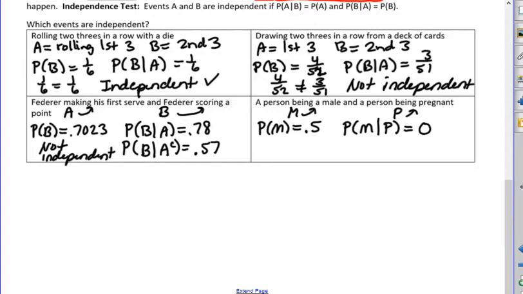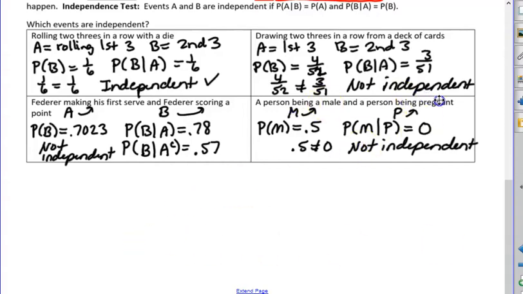Well, that's 0. 0.5 is clearly not equal to 0, so the events being male and being pregnant are not independent. That may be confusing to you because you think of those as being independent, but what you're really thinking of is the fact that they are mutually exclusive. Being male and being pregnant cannot happen at the same time.